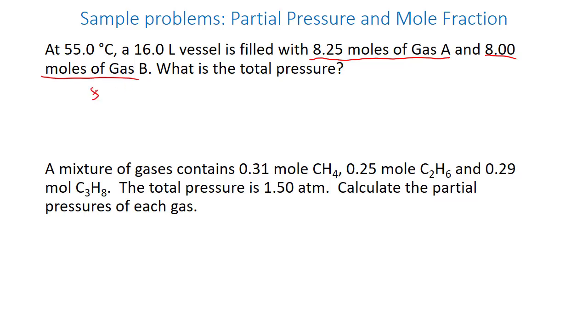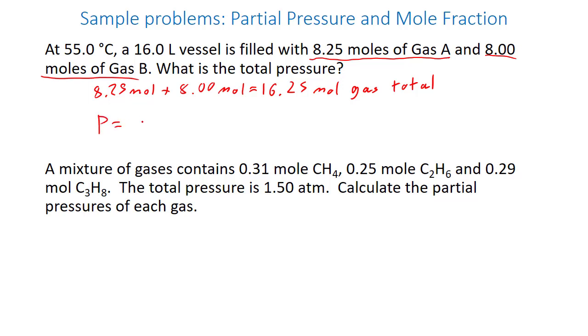In this case, we sum 8.25 moles and 8.00 moles to get 16.25 moles of gas total. And then we use the ideal gas law to solve for total pressure.